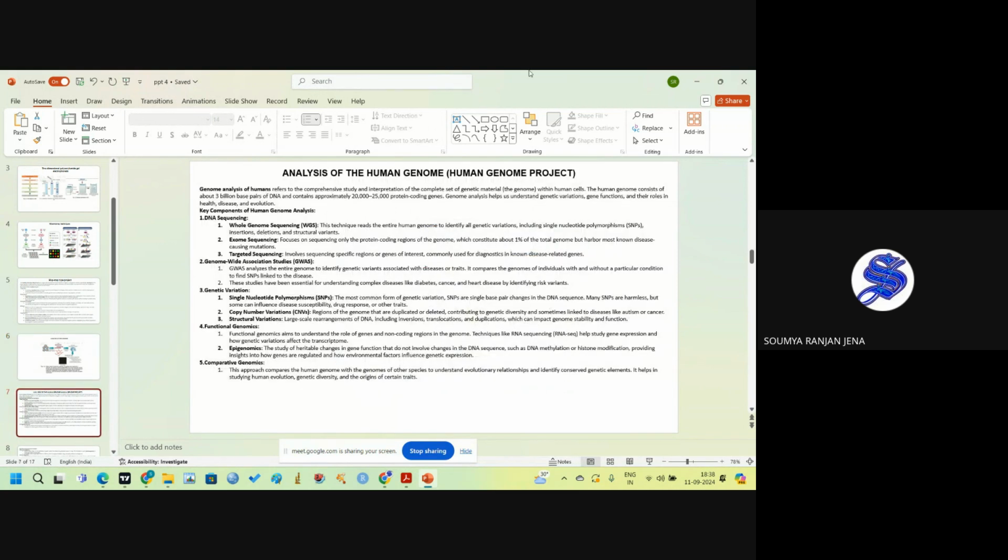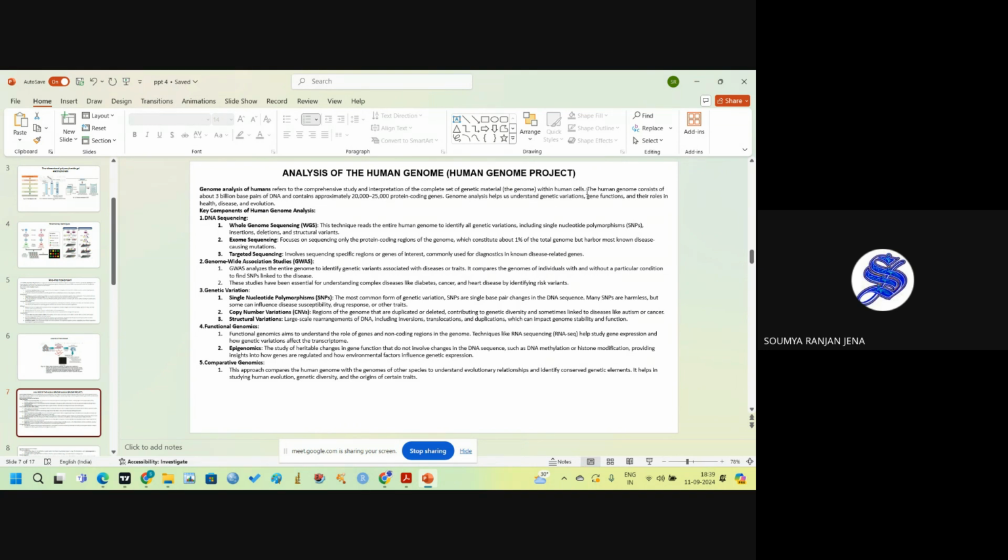Then, how do we analyze the human genome, the human genome project? This is very important because we do genome analysis of humans to study the genetic variation which causes different types of disease, such as cancer, Alzheimer's, Parkinson's disease, or any other disease. Genome analysis of humans refers to the comprehensive study and interpretation of the complete set of genetic material, that is the genome, within human cells.